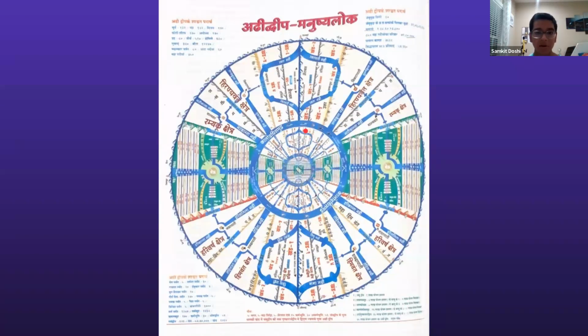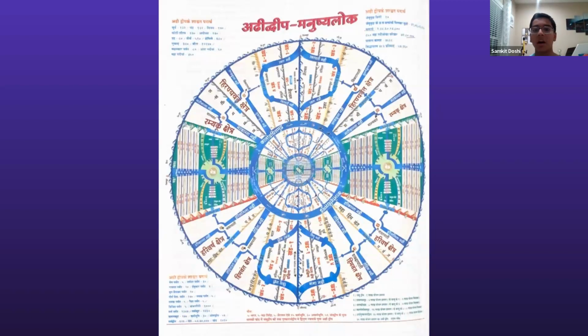And surrounding Datkikon is another ocean. This is known as Galodadi Samudra. And surrounding Galodadi Samudra is the third and final ring or island. And this is known as Pushkara Dvip, which also has two Mount Merus. Surrounding this final island is the final Samudra or ocean. And this is known as Swayambhu Raman Samudra. And this is surrounded by Lokakash.